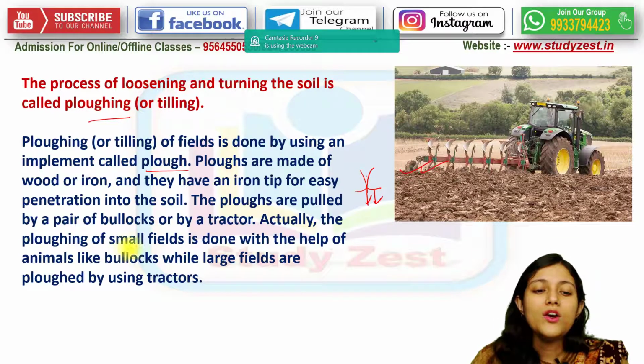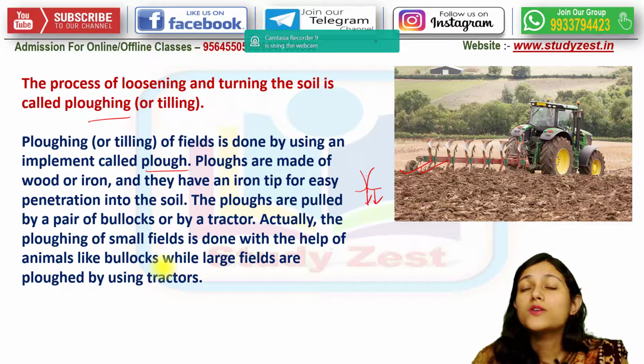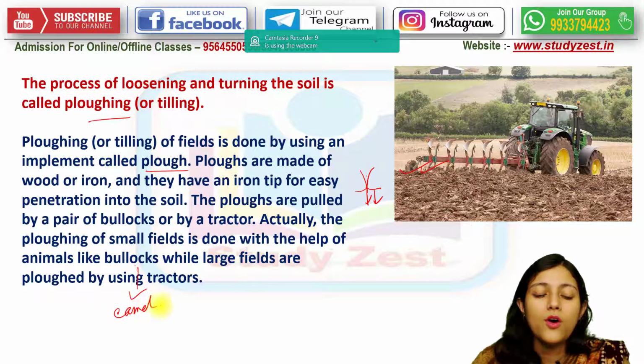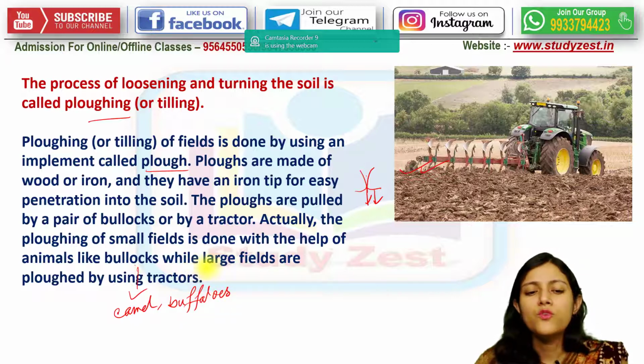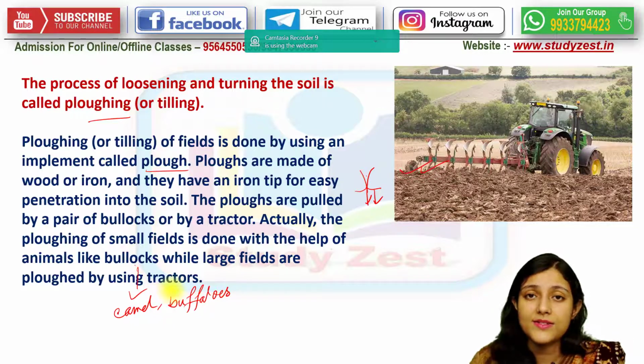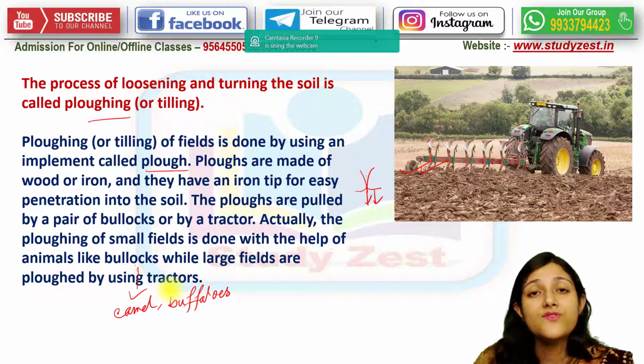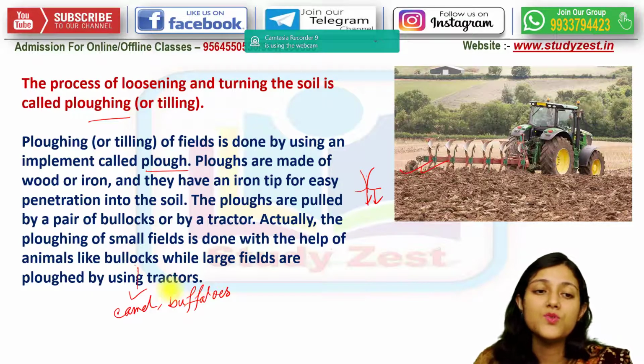Actually, the ploughing of small fields is done with the help of animals like bullocks, camels or buffaloes, right? While large fields are ploughed using tractors. It depends on the size of the field. If it is a very large field, then tractors must be used.